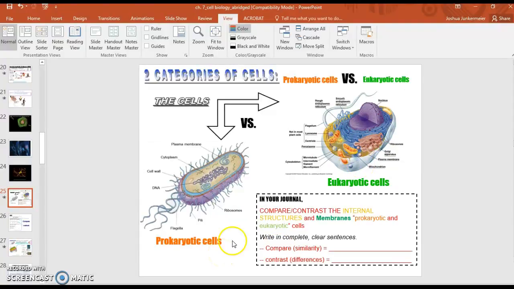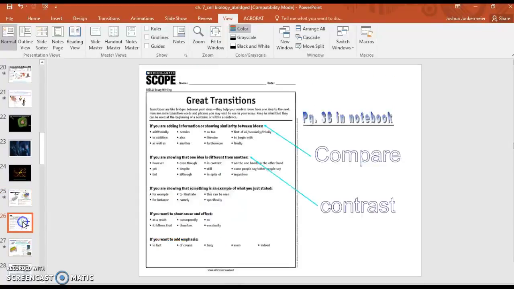Your job on slide 25 is to do this. It says compare and contrast the internal structures and membranes of prokaryotic and eukaryotic cells. It says write in complete, clear sentences. So the first thing it says is compare them. So your job is to look at this one and look at this one. And how are they similar? Is there anything you see here and the labels that is similar to this? Now, in writing your complete, clear sentence about how they're similar, you're recommended to turn to page 38 in your notebook, or use this slide if your notebook's here in the classroom.